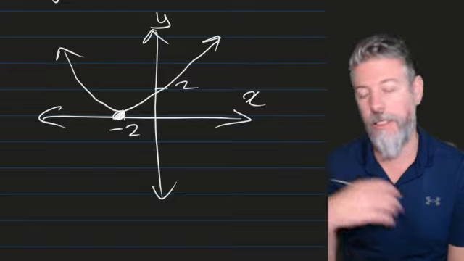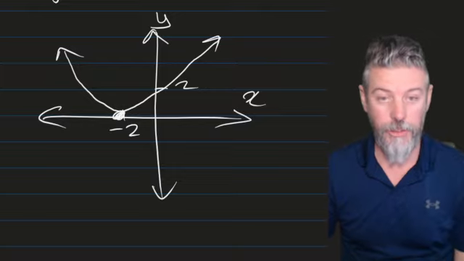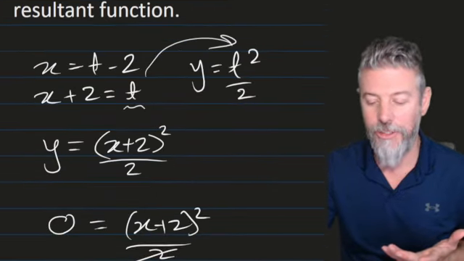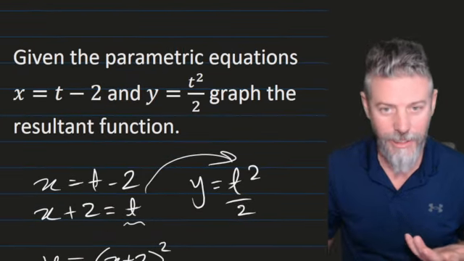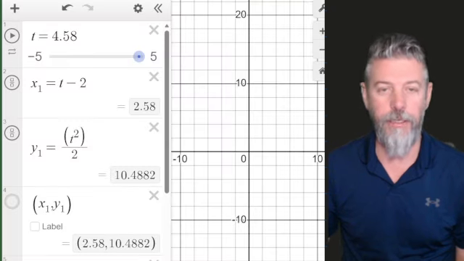Make t the subject, sub it into the other function, go ahead and graph the function. But what is going on here? What do these parametric equations even really mean? Okay, well, let's jump into my Desmos file that I've made and have a look.